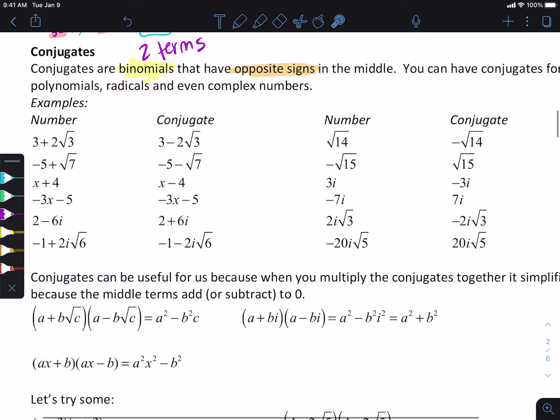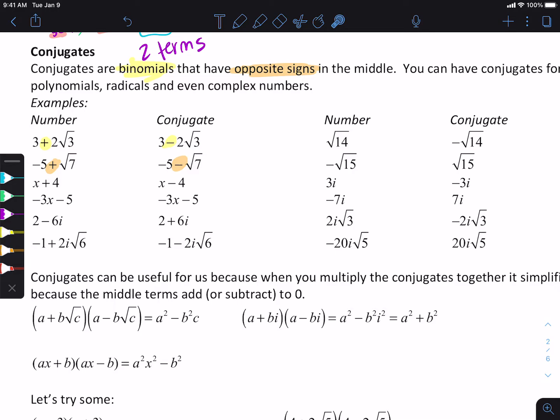So notice if we look here, we have 3 plus 2 root 3 goes with 3 minus 2 root 3. Negative 5 plus root 7 goes with negative 5 minus root 7. So notice this was a plus, this was a minus. This was a plus, this was a minus. Notice here on the second one that the negative 5 remains the same. It's only the sign in the middle that you're changing.